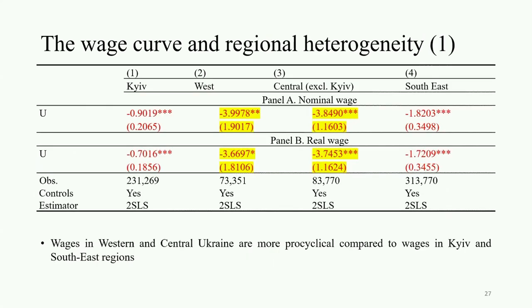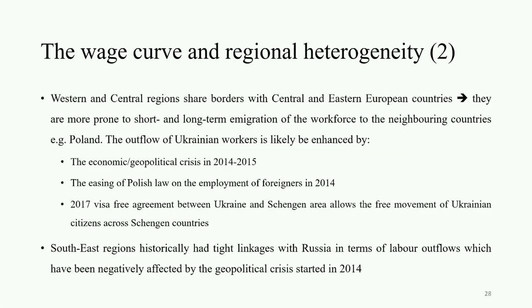And finally, we try to see whether there is any difference across regions in Ukraine in terms of the slope of the wage curve. So we re-estimate the wage curve model on 4 subsamples of 4 groups of regions in Ukraine. And what we observe here is that the wage in Western and Central Ukraine are more cyclical compared to the wages in Kyiv and Southeast regions, which can be explained by the geographical locations of these regions.